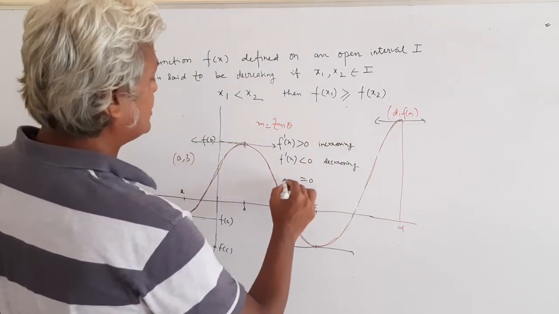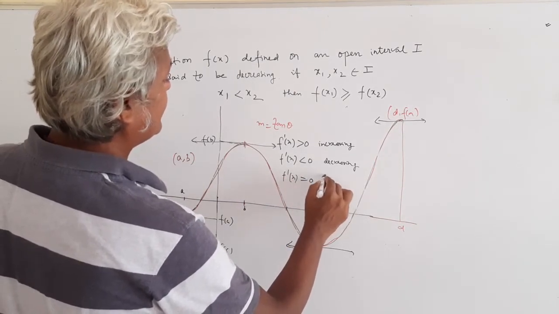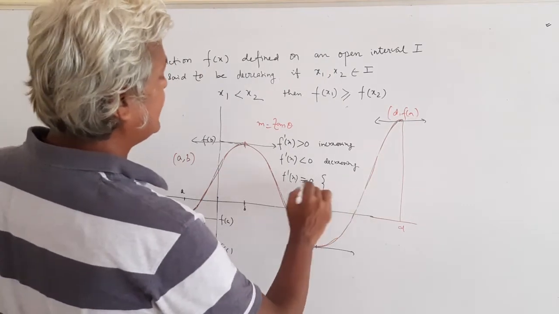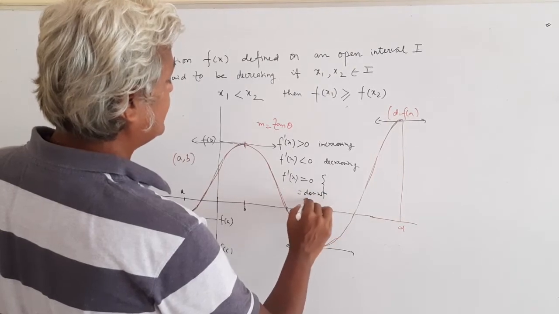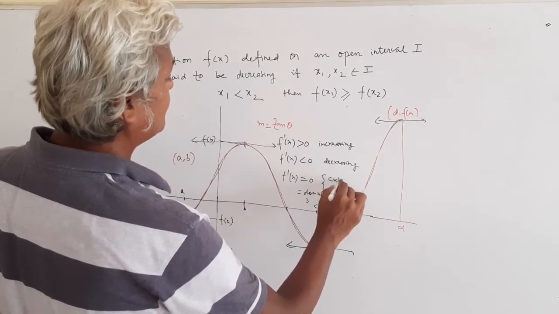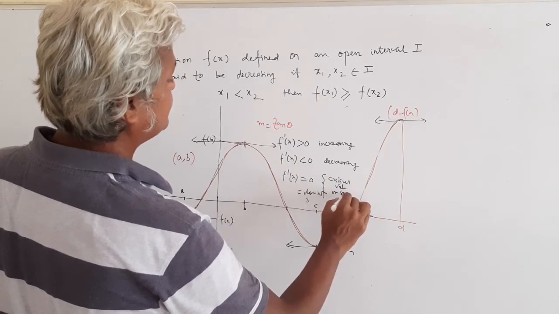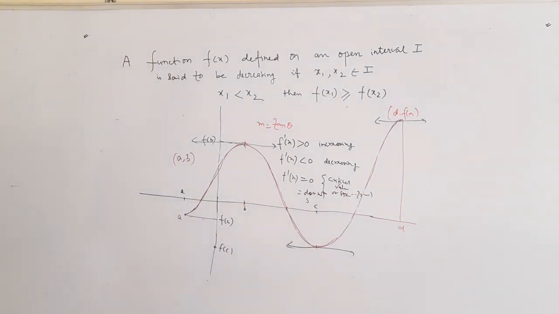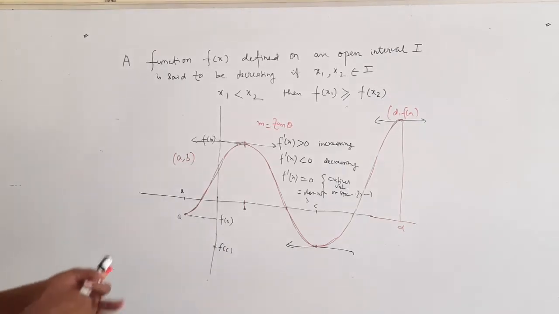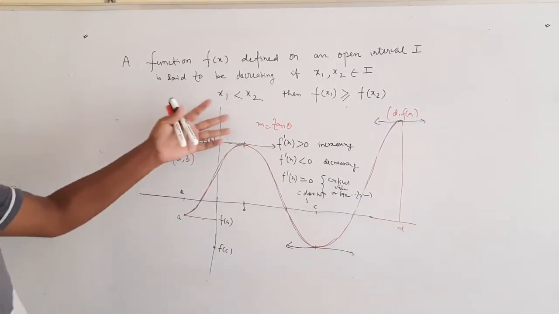These values, where either f'(x) is 0 or f'(x) does not exist, are called critical values or stationary points. Stationary points mean we cannot say anything about the nature there. Now I'll take some examples to solve and explain this idea. This is all theoretical understanding about functions, increasing functions, intervals and the tangent.